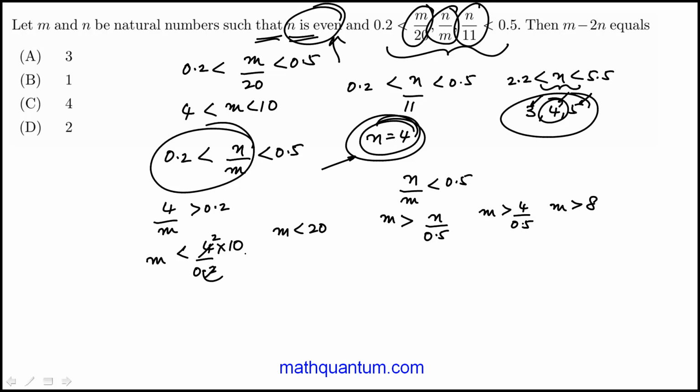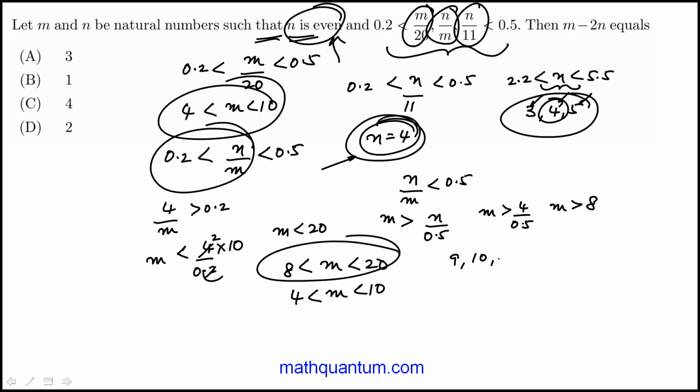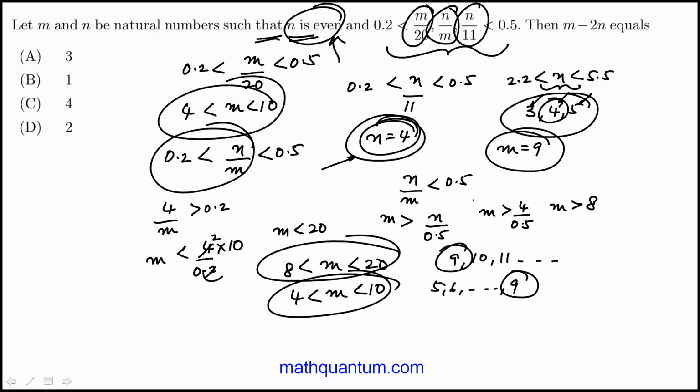Let me just make sure I didn't make a mistake here. Yeah. And then we have m is greater than 8, less than 20, and then we have this constraint. So you can see that this means it would be 9, 10, 11, and so on. This would mean 5, 6, 7, 8, up to 9, and the only common value is 9. So m has to be equal to 9. Now we have our values of n and m, and we can compute that. And we would get 1. So the answer is B.